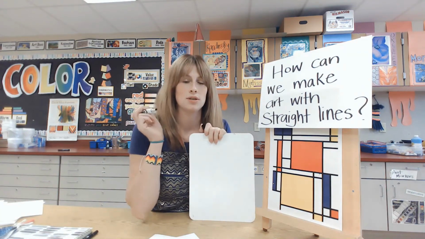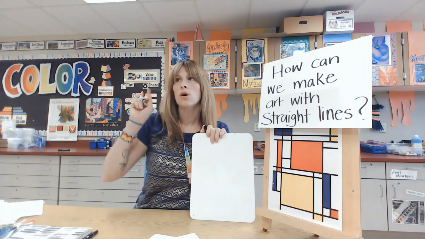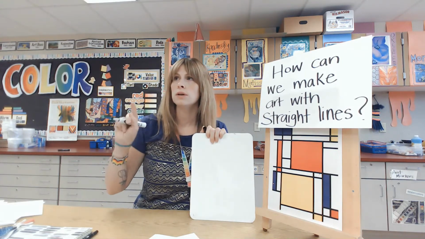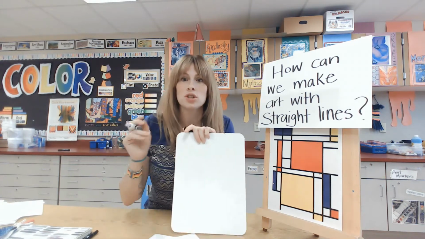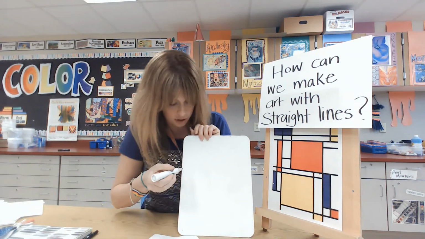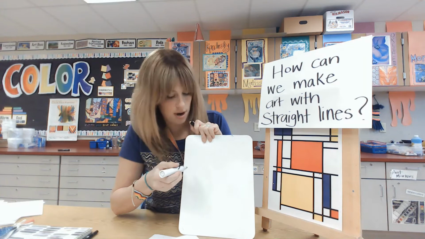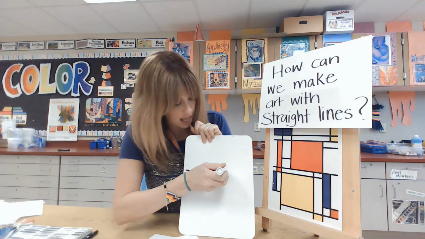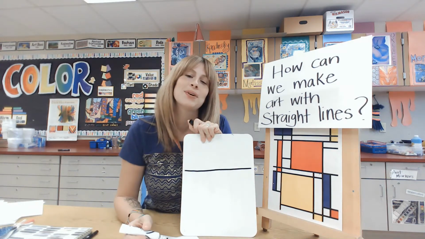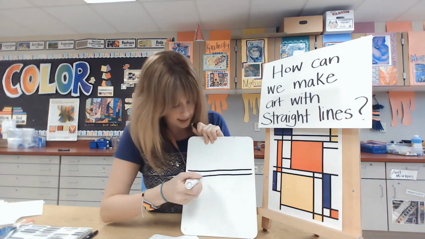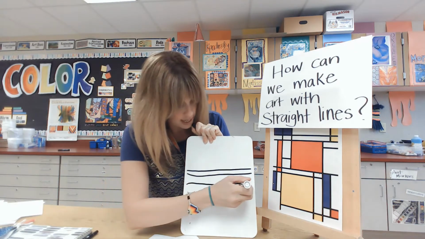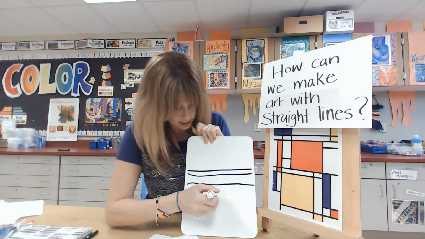Now let's do horizontals. Remember, horizontal, let's sing the song. Horizontal, horizontal, side to side. Okay, so this one's side to side. I'm going to start on this side of my paper or my whiteboard and go across. That's a horizontal line, side to side. So these are all of our straight lines. We have 3 types of straight lines.